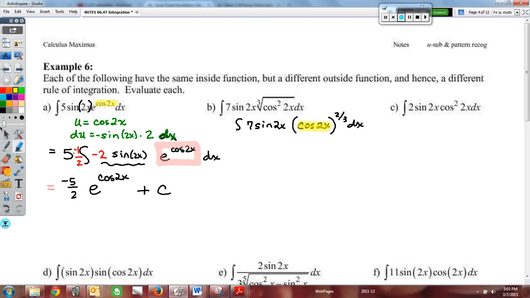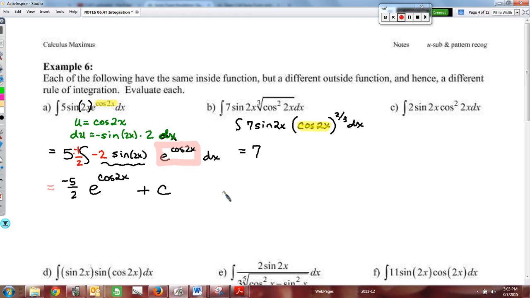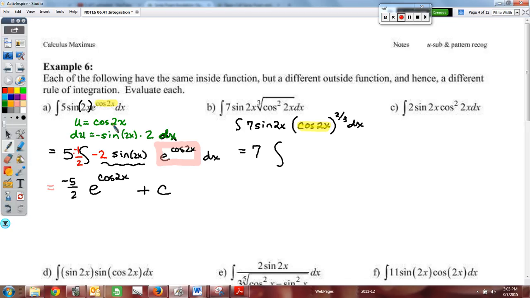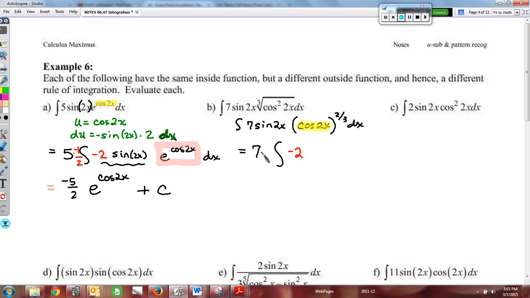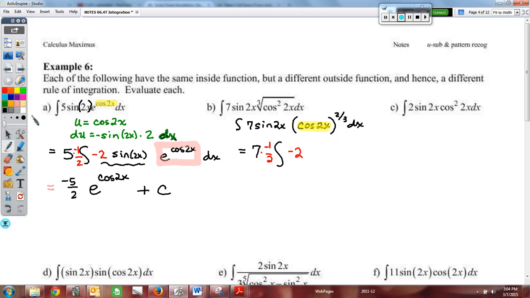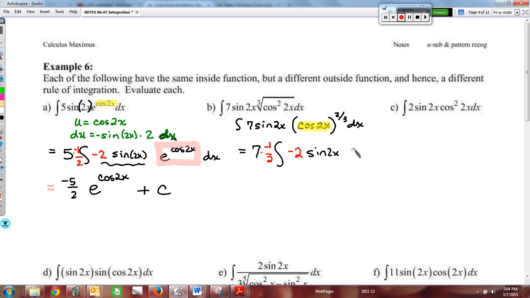So once I've identified that that's my inside function, I can see that the 7 is a rider, so I'm going to pull that out. I am missing, just like I was over here, the negative 2, so I'm going to add that in. I like to color code while we're doing this. I'm going to put in my negative 2, and I'm going to take out my reciprocal, so my correction goes in. And then we're going to bring in our sine of 2x. Then we have our cosine of 2x to the 2/3 dx.